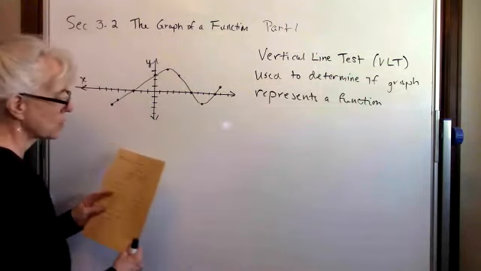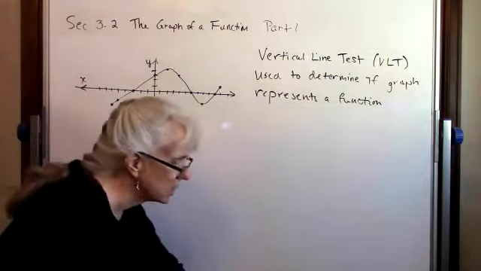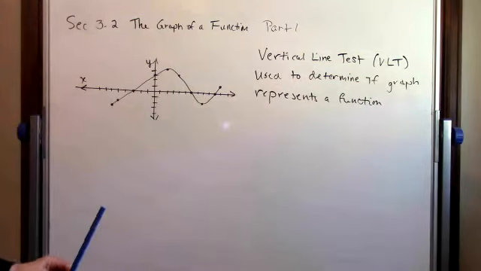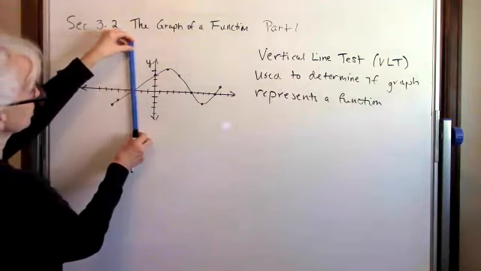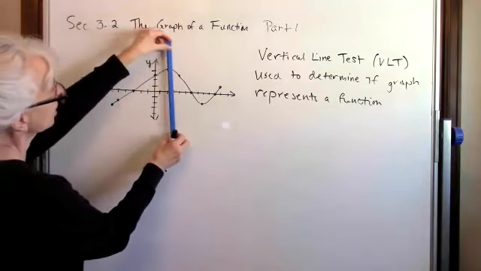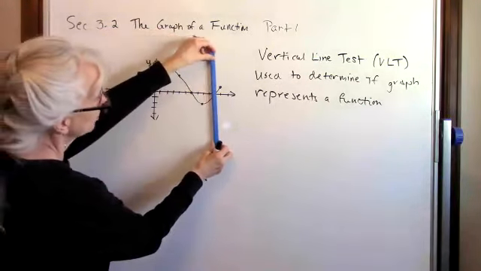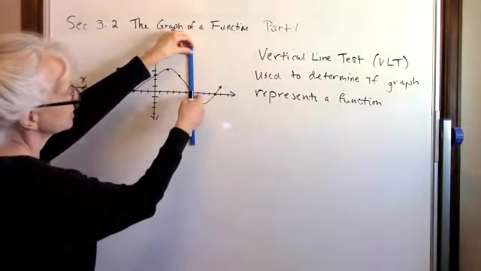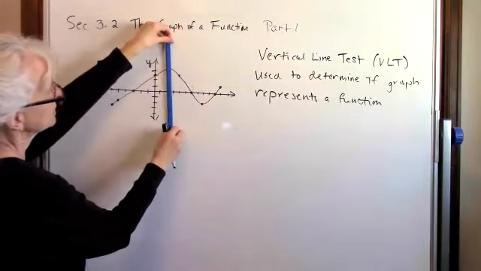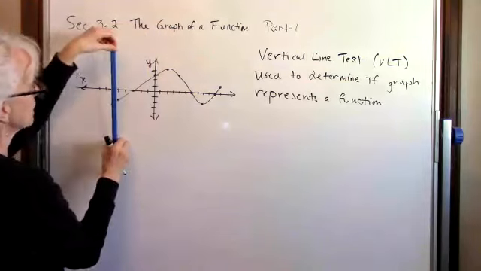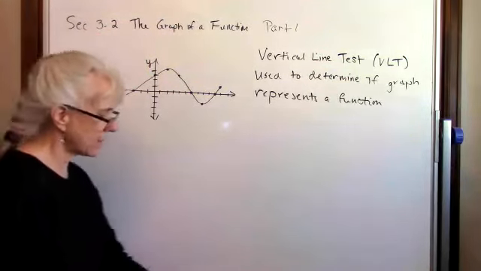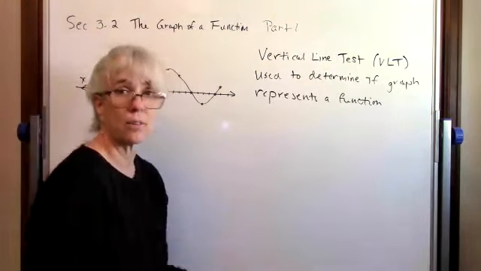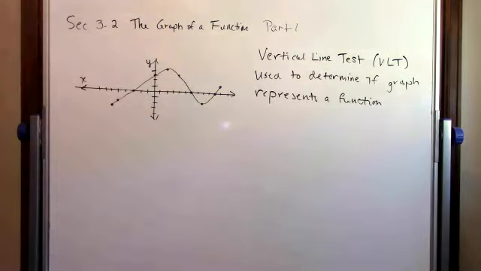What this means is if you run a vertical line, which is essentially a straight up and down line, along the length of that graph, it should only intersect the graph once all along its length. If we do that, we'll notice that no matter where I stop my vertical line, it's only intersecting the graph once. So once there, once there, once there, once there. So yes, indeed, this is a function. And that's the vertical line test. Very handy to show at a glance if a graph represents a function. So this one's definitely a function.